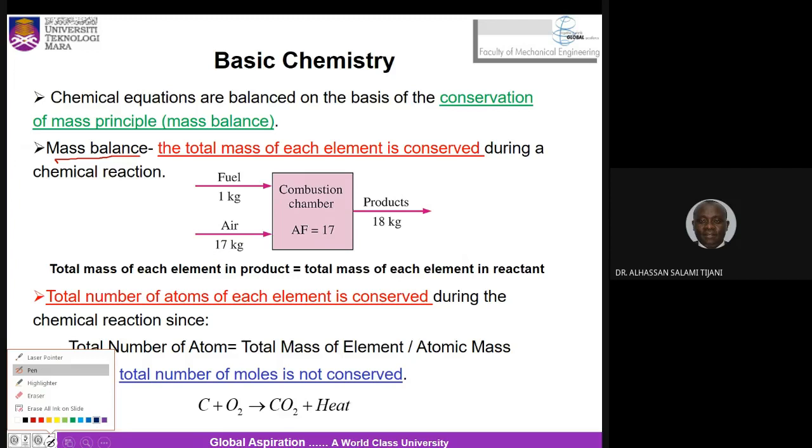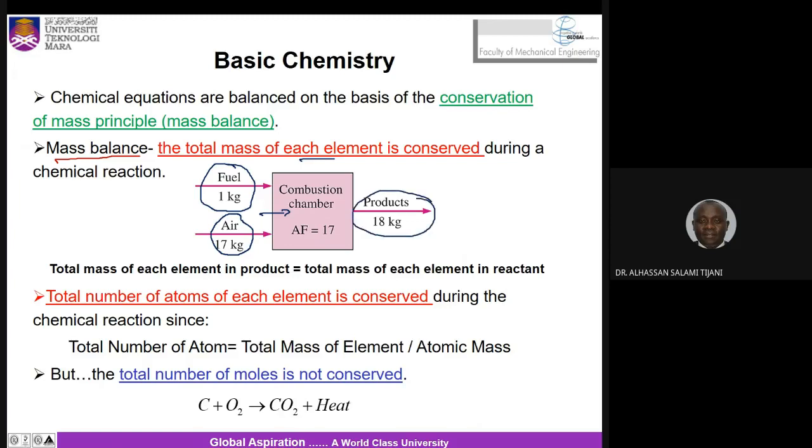So here we have total mass. For example, if we have 1 kilogram of fuel and 17 kilograms of air entering this combustion chamber, at the end we will have 18 kilograms of what? The product. This is what we call the mass balance. The mass is always conserved, conservation of mass. It means the total mass at the left-hand side should be equal to the total mass at the right-hand side. Similarly, the number of atoms of each element is also conserved during the reaction.